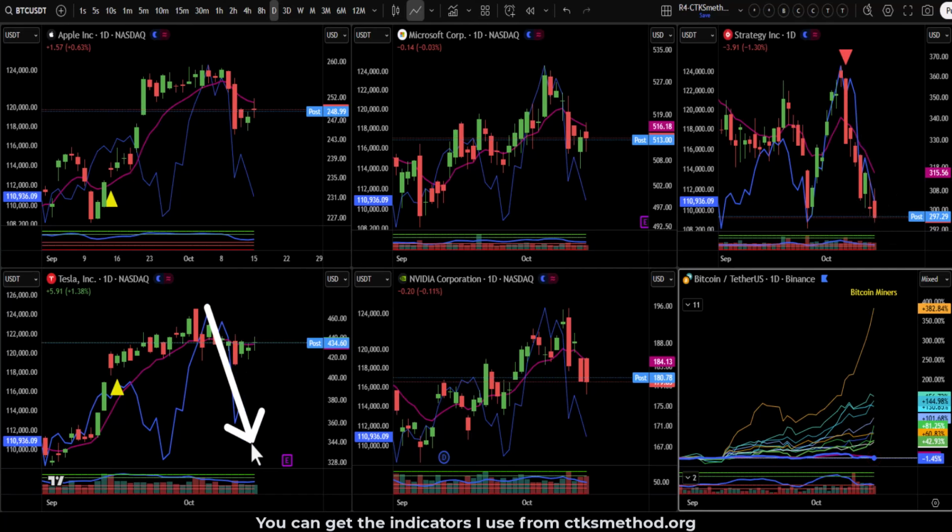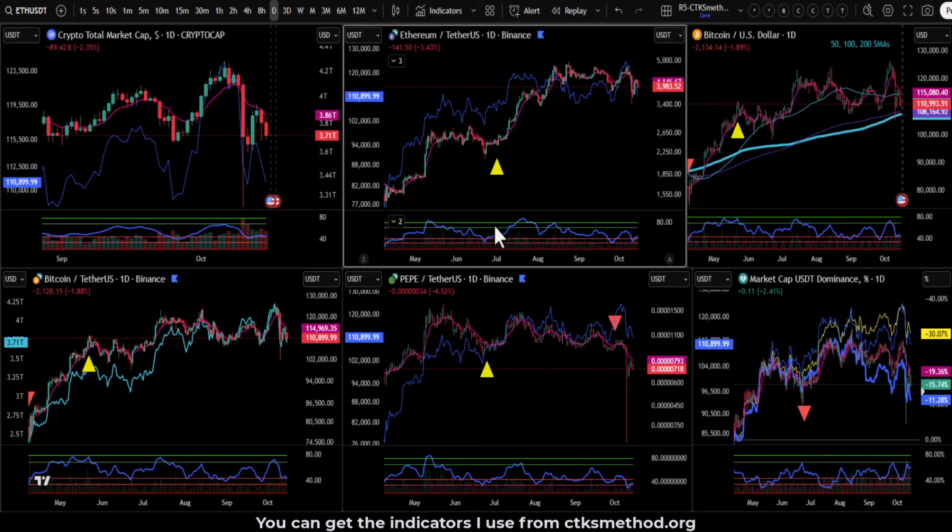Why? Because Bitcoin is bleeding. If you see this blue line behind every chart, that's Bitcoin. And you can't even see the blue line because it's moving in lockstep. Correlation with Strategy. Let's get into row 5.